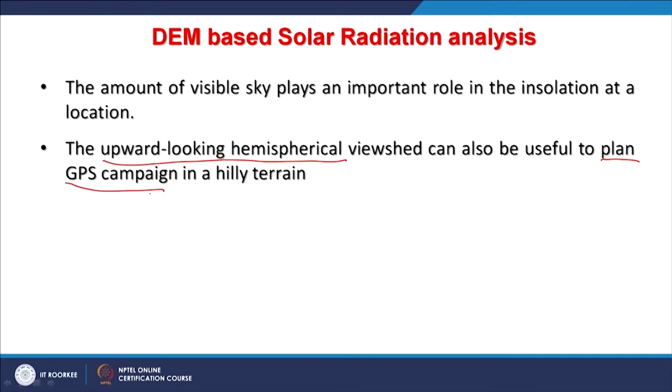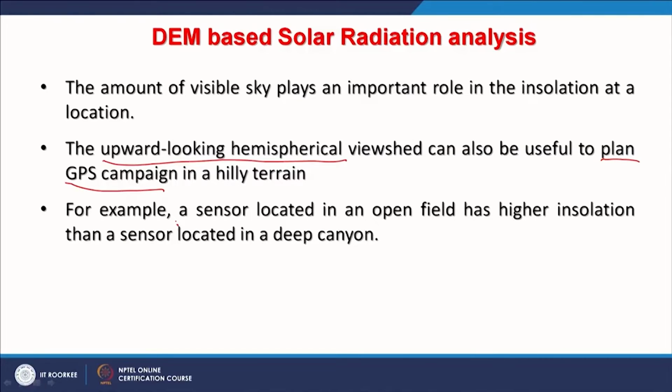So, if somebody is going to a hilly terrain and the area is fixed, and you have a reasonably good digital elevation model, then before reaching the ground, one can really plan what the upward looking hemispherical viewshed is going to be for the antenna of your GNSS or GPS device. So, there also, similar kinds of calculations can help with this upward looking hemispherical viewshed.